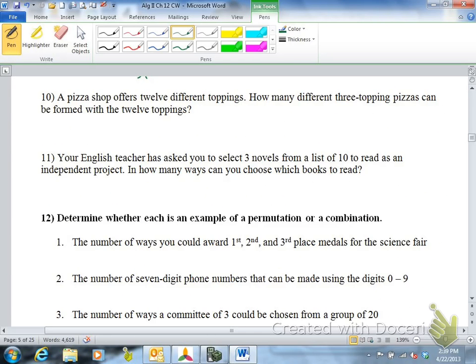Pizza shop offers 12 different toppings. How many 3-topping pizzas can be formed with 12 toppings? You have 12. You have 3 toppings. And the order that you put the toppings on the pizza, the order doesn't really matter. If you have pepperoni, sausage, and olive, it's the same as olive, pepperoni, and sausage. Same thing. So you'd have 12 choose 3.